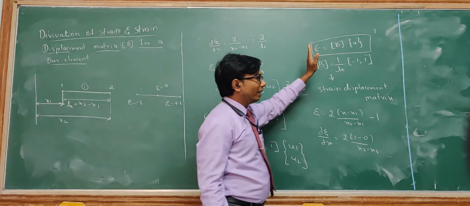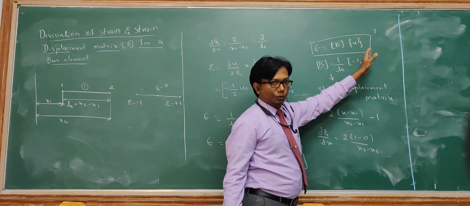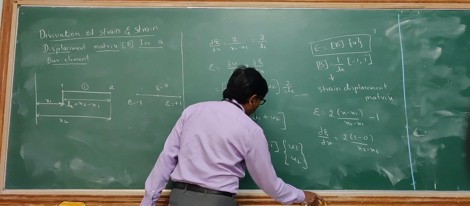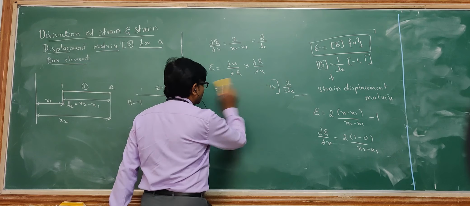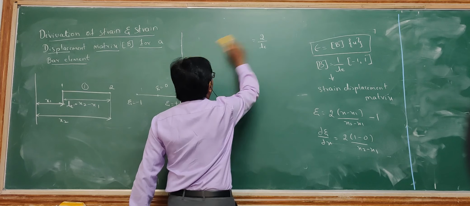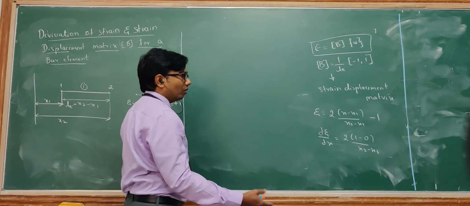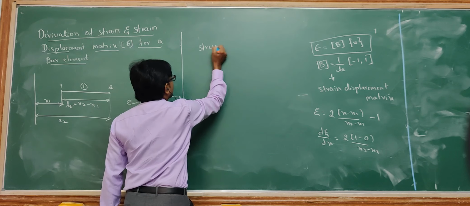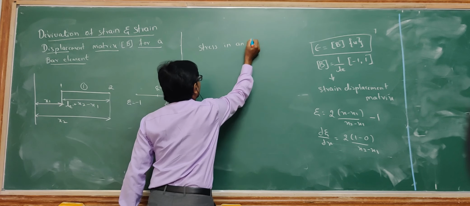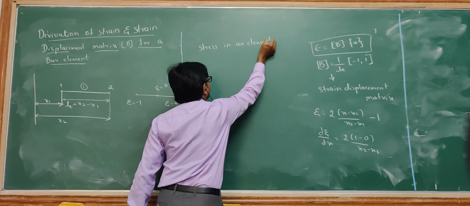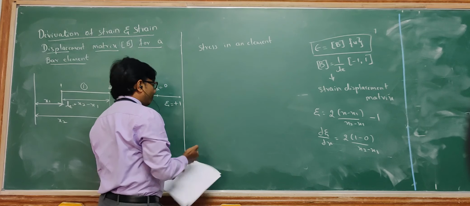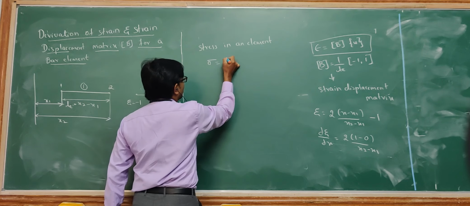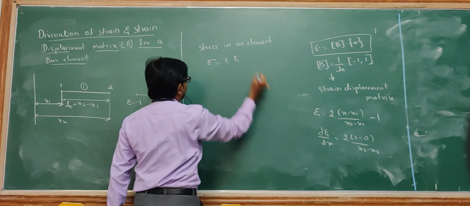Strain in an FEM format you have to write as B into U. Now you have calculated the value of strain, which is B into U. What I do next is calculate the value of stress, the stress in an element. What do you mean by stress here? Stress is nothing but epsilon into E.